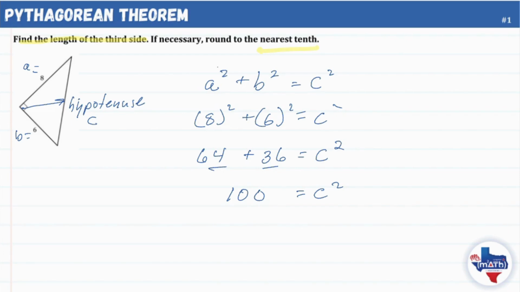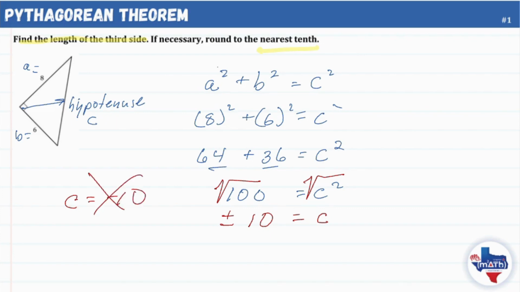Knowing that, we can use what's called the square root method. So that means we're going to take the square root of both sides. The square root of C squared is C, and the square root of 100 is positive and negative 10. Well, since C is a length, we can't have a negative length. So our answer is C is equal to 10 units.